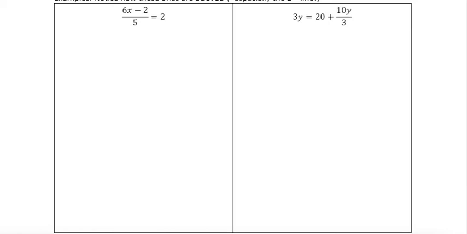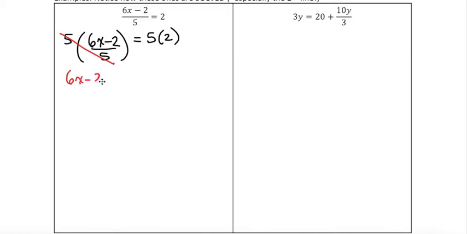So the first thing I want to do is get rid of this denominator. Right now my denominator is 5. So I'm going to multiply every single term by 5. I'm going to multiply the left-hand side by 5, and I'm going to multiply my right-hand side by 5. 5 divided by 5 is 1, so those two cancel out. So I'm left with 6x minus 2 is equal to 5 times 2, which is 10. From here, it becomes an equation that I know how to solve.